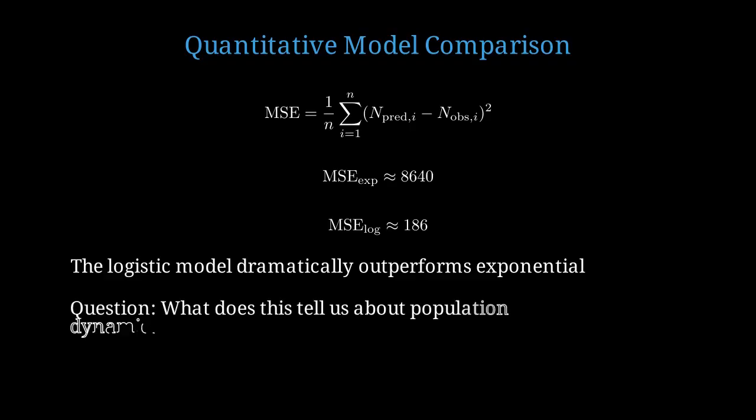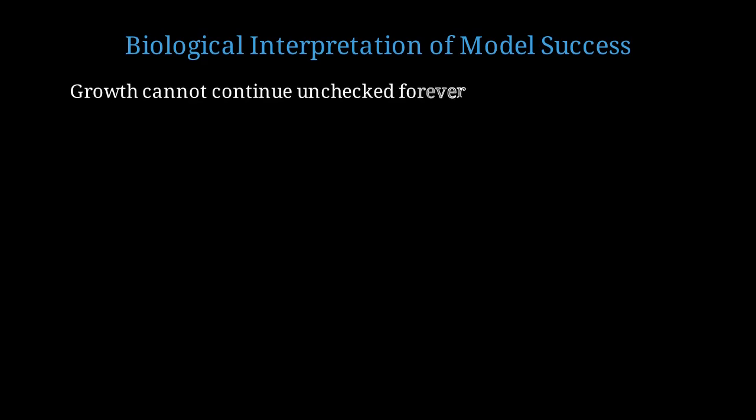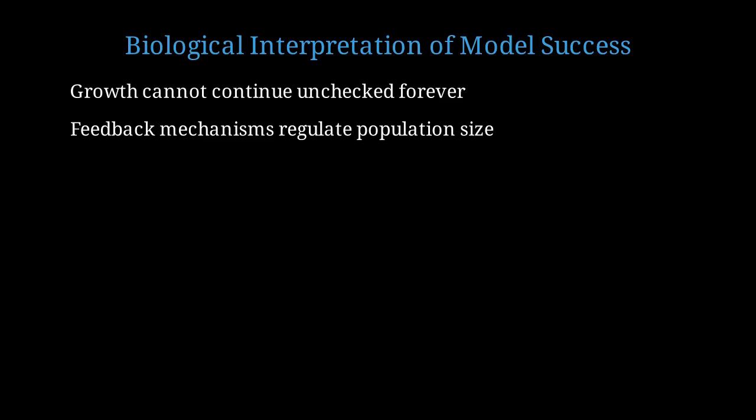This superior performance raises an important question. What does this mathematical success tell us about the biological and ecological reality of population growth? The success of the logistic model provides strong empirical support for Verhulst's hypothesis about resource limitation and feedback. The data clearly show that exponential growth is not sustainable indefinitely. Real populations experience constraints that slow and eventually halt growth. As population increases, negative feedback mechanisms kick in. These include competition for food and space, disease spread in dense populations, and behavioral changes.